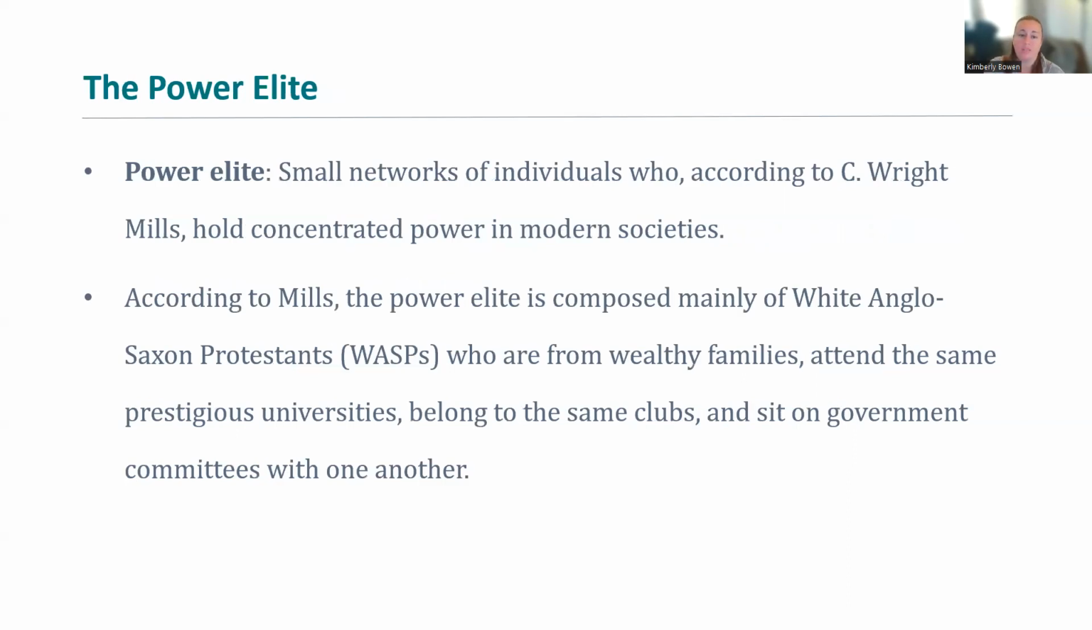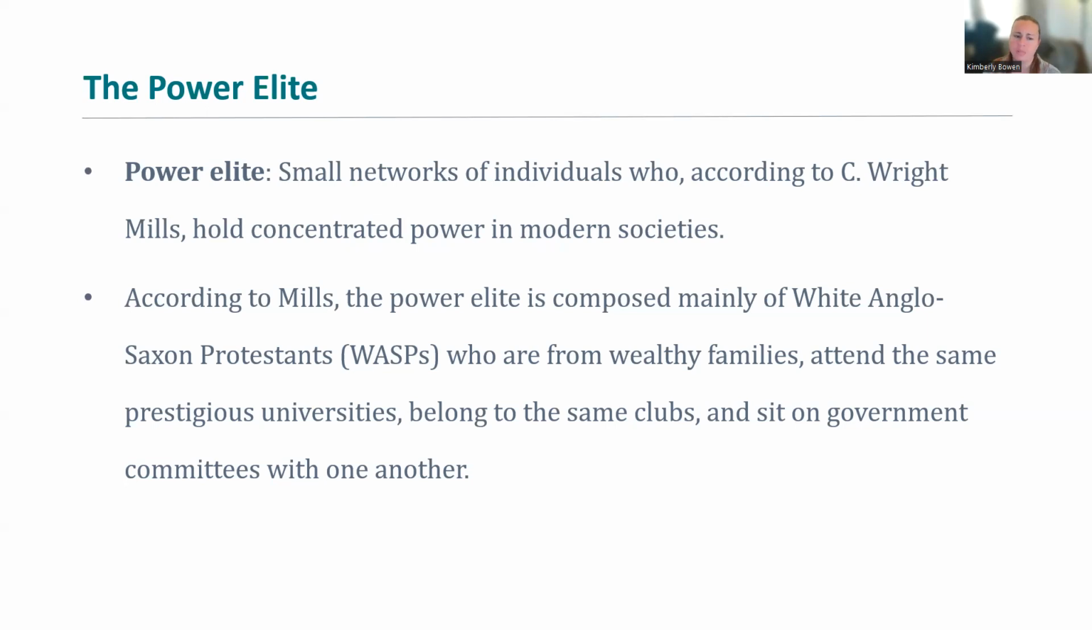All right, the power elite: small networks of individuals who, according to C. Wright Mills, hold concentrated power in modern society. According to Mills, the power elite is composed mainly of white Anglo-Saxon Protestants who are from wealthy families, attend the same prestigious universities, belong to the same clubs, and sit in government committees with one another. Okay, so you see this in a lot of our Western countries, and you see this a lot when it comes to global politics.